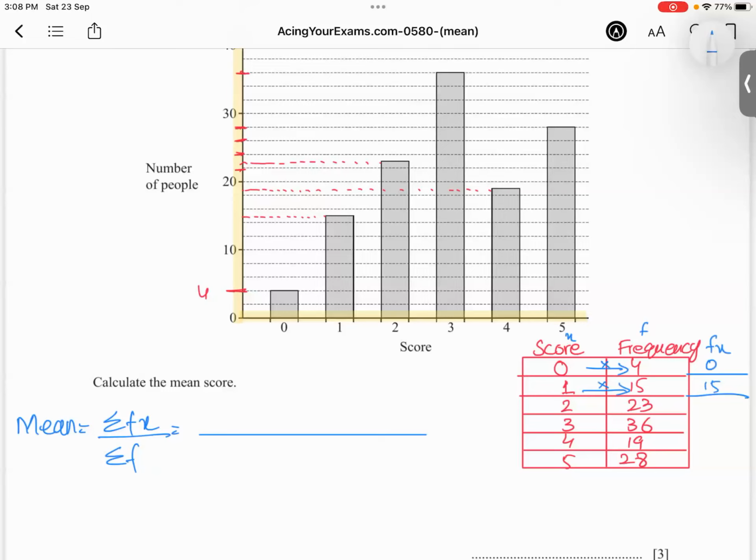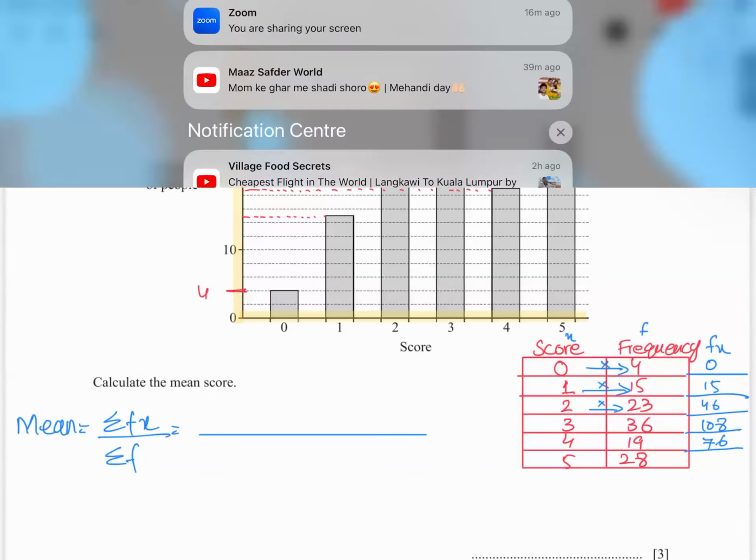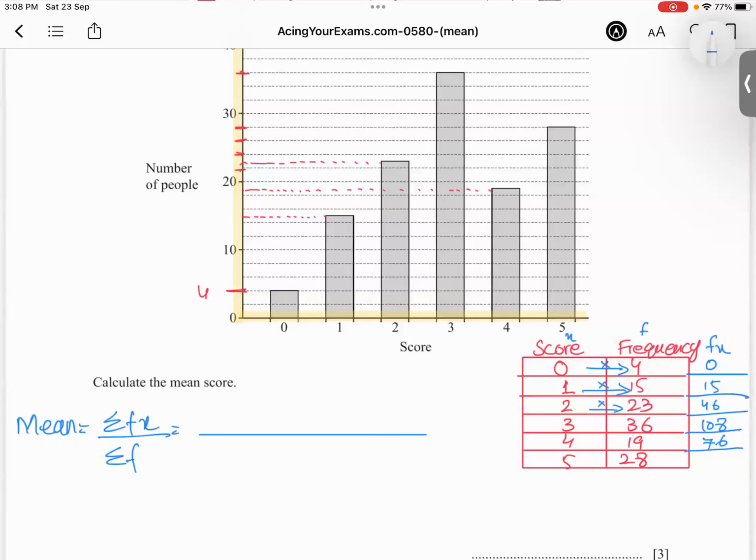1 times 15 is 15. 2 times 23 is 46. 3 times 36 is 108. And 19 times 4 is 76. And 5 times 28 is, so, or you can help me as well.